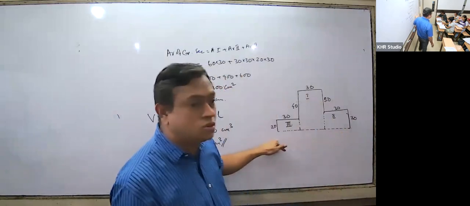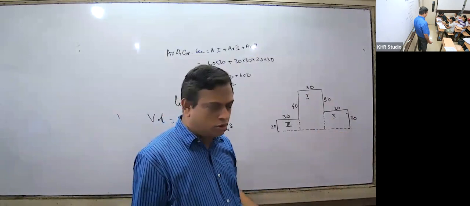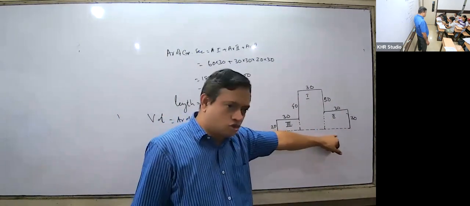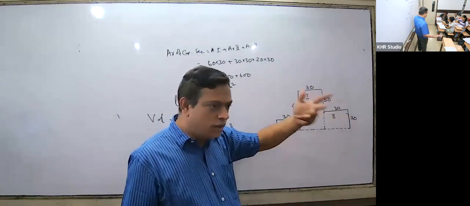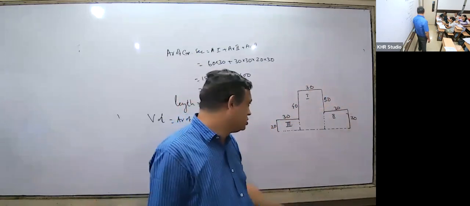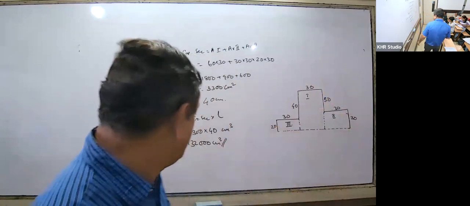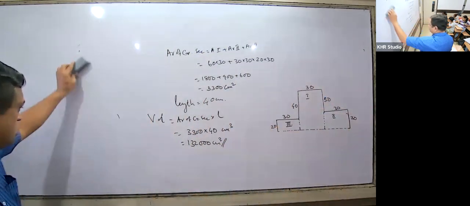Why we excluded this one? Because it is open at the top, open at the floor. So you don't need it. If it was not open, you have to add this also. Any idea? Followed or not followed? Therefore, you will be getting the right perimeter of the cross section.